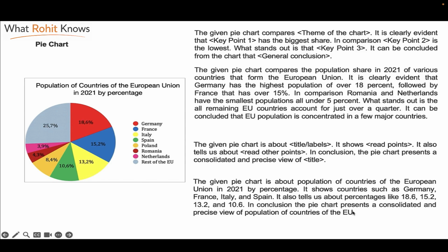And then in conclusion, the pie chart presents a consolidated and precise view of population of countries of the EU. All right, simple enough. When using a simple template like this, I'm giving a very simple, very generic response in terms of content. So I have to do very well in my delivery. So make sure that you do it without hesitation.